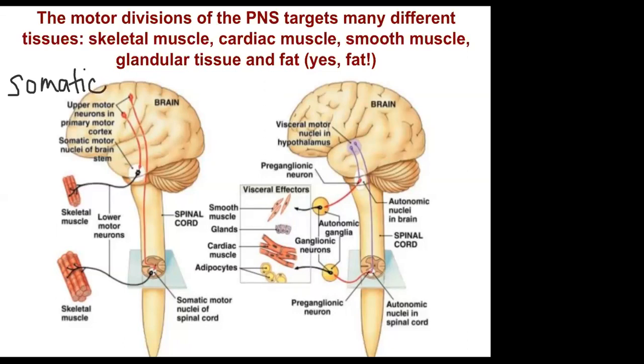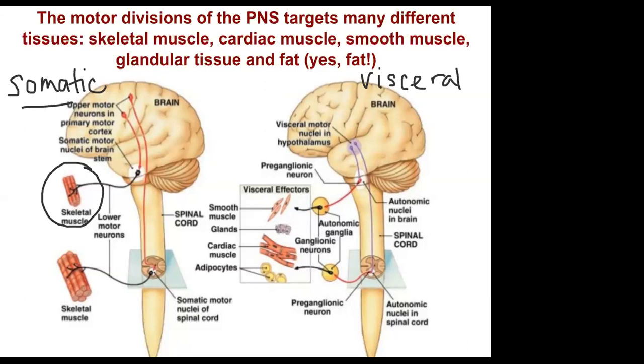And on your right is the visceral. And again, both of these are the motor divisions. So on your left with the somatic, how did I know this was somatic? Well, number one, I can look at the target and see that the target is skeletal muscle. The term somatic does refer to our voluntary muscle.